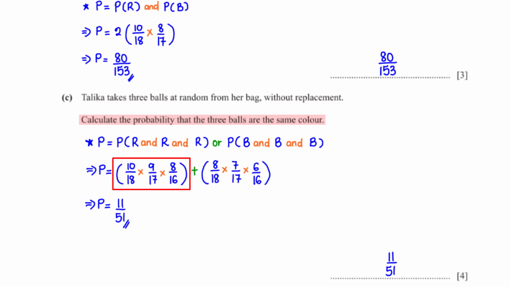The probability that the first ball she picks from her bag is blue is 8/18. Without replacement, the probability that the second ball she picks is blue is 7/17. Without replacement, the probability that the third ball she picks from her bag is also blue is 6/16. When we type this into the calculator, we get 11/51.